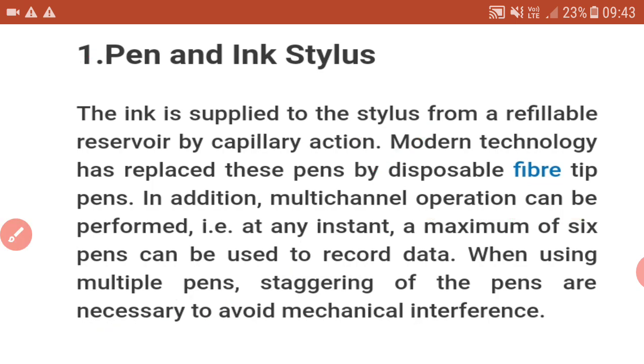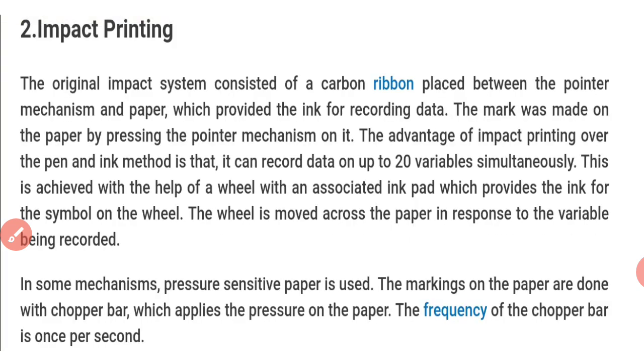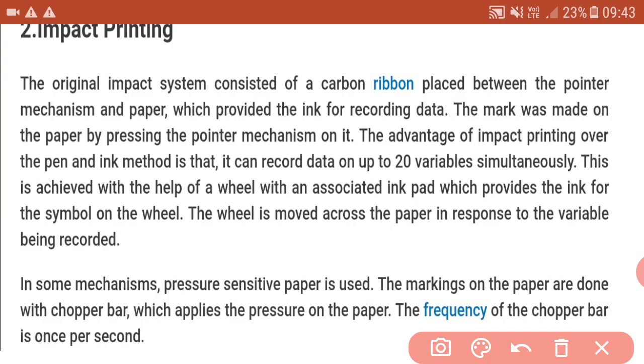Okay, so this is the pen and ink stylus. Then the second one is impact printing. What is impact printing? The original impact system consists of a carbon ribbon placed between the pointer mechanism and paper, which provided the ink for recording data.